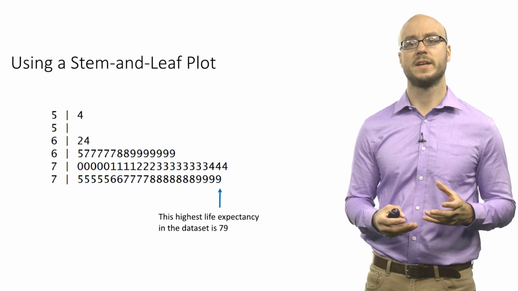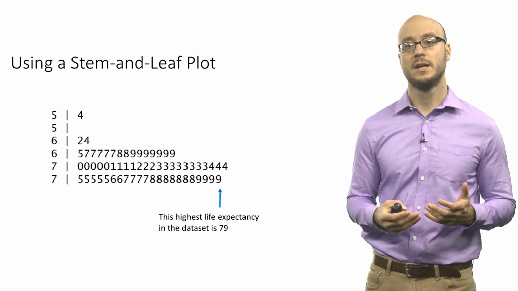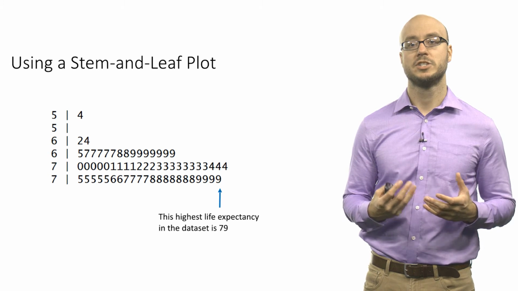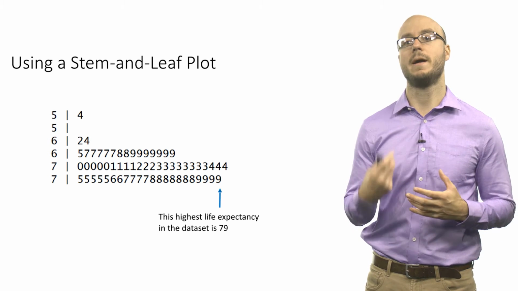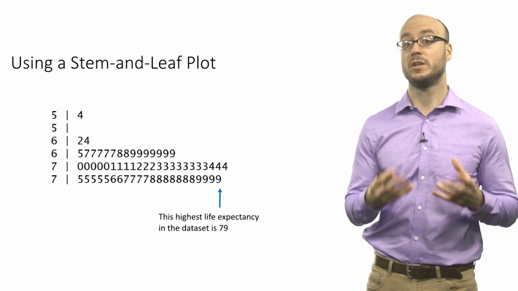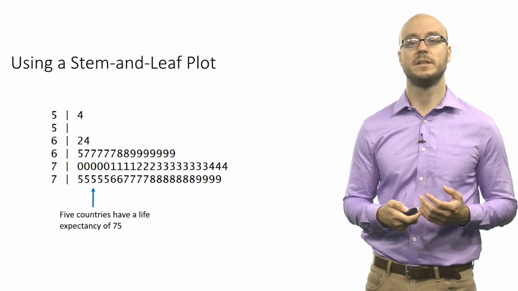The highest life expectancy in our data set is 79. That's because the stem is 7 and the leaf is 9. So you can see that from a stem and leaf plot, we have an instant snapshot of what the maximum and minimum values are. In fact, you could even construct a range based on a stem and leaf plot.